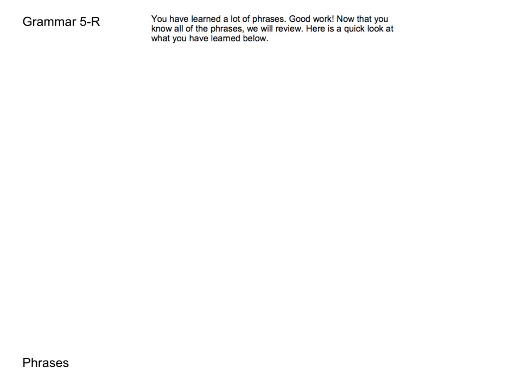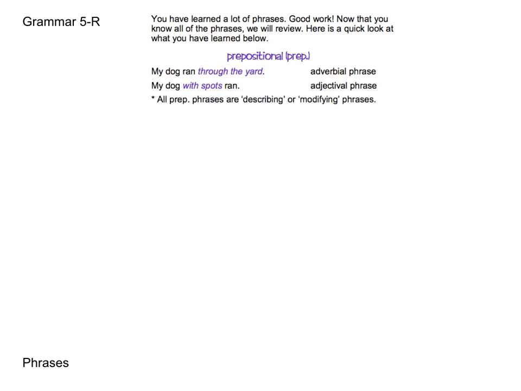Once again, we've learned a lot of phrases, so we're going to do a quick overview of them. We're starting with prepositional phrases. My dog ran through the yard. Through the yard, modifying where the dog ran, where the action is taking place, making it adverbial. My dog with spots ran. With spots is modifying the dog, making it adjectival, meaning that prepositional phrases in all are going to be modifying or describing phrases. They can be adverbial or adjectival.